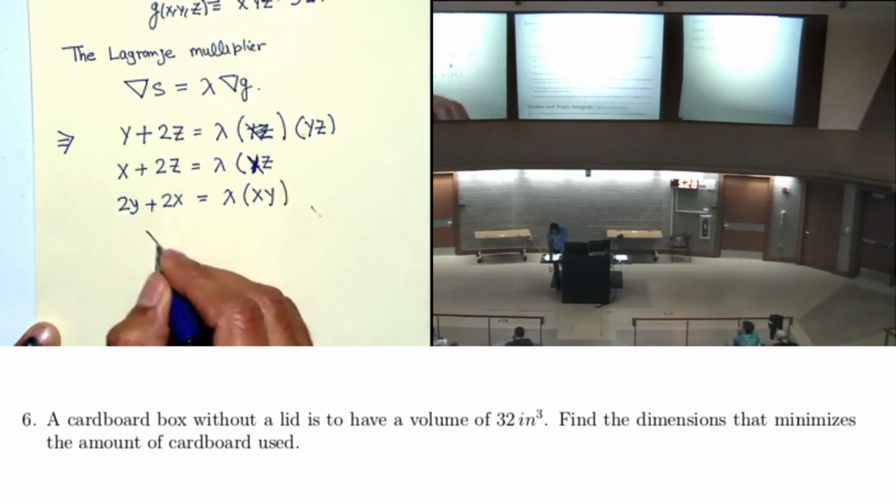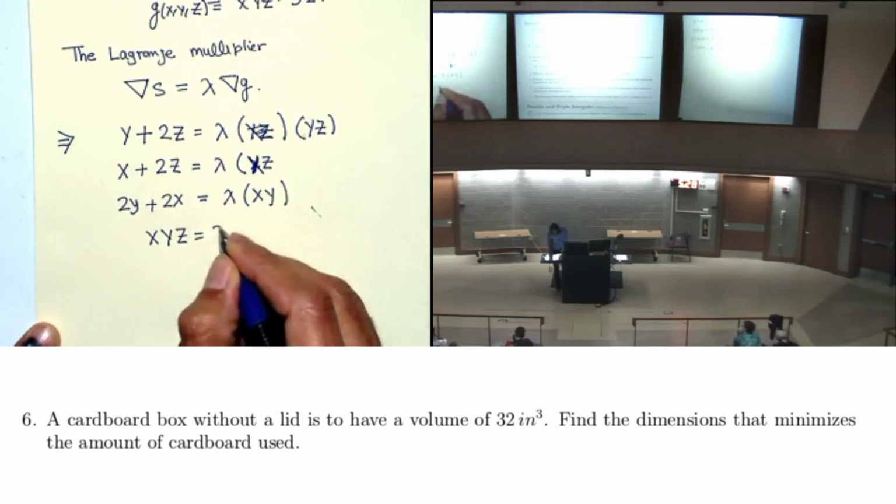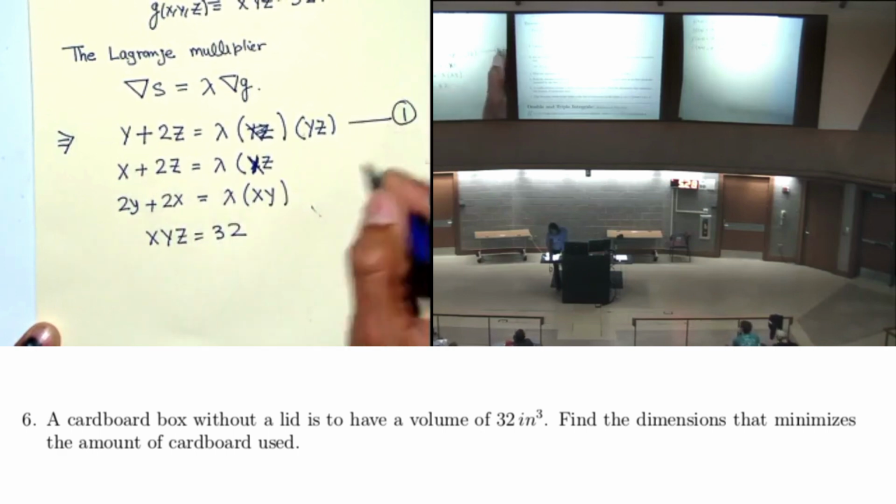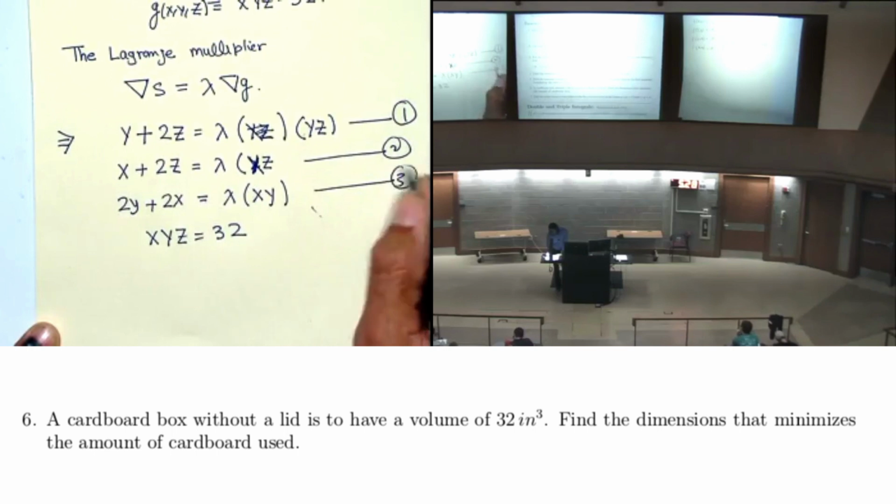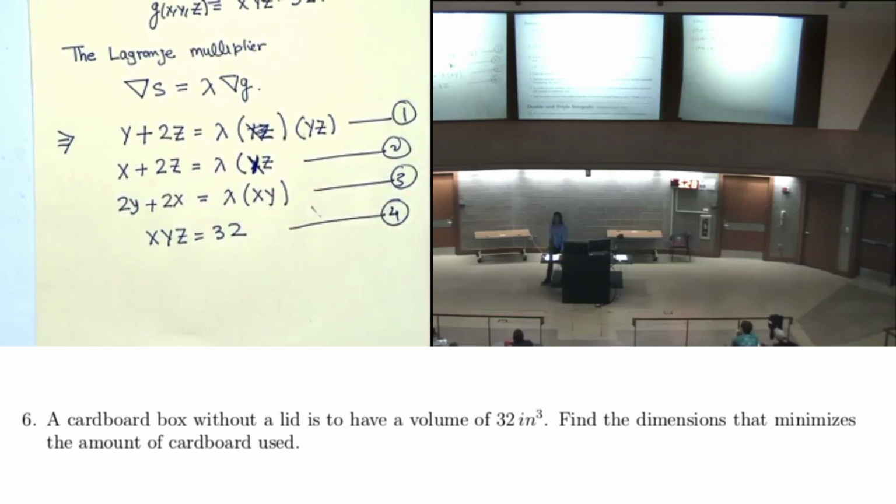And then you have one more equation: xyz is equal to 32. So this is equation number 1, number 2, number 3, and number 4. You have 4 unknowns, x, y, z, and lambda, and you have 4 equations. The system may give you a solution if it is consistent, and most of the time in these practical problems, the system is consistent. How to solve them is the most important thing. There is a systematic way, or you can just find a way. Basically, you can trick yourself.